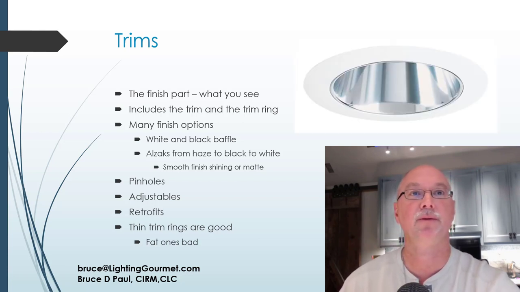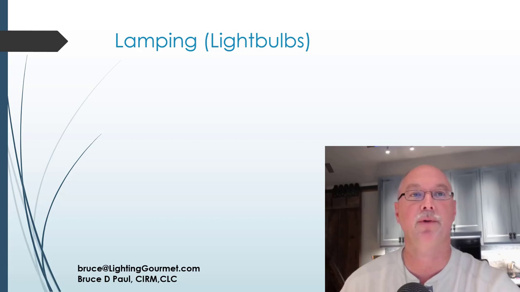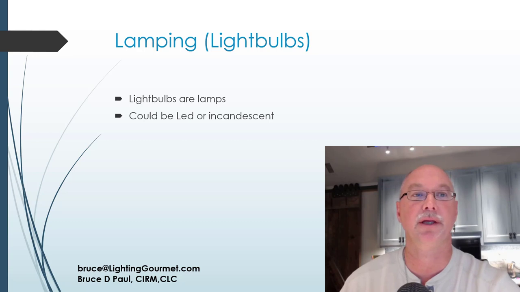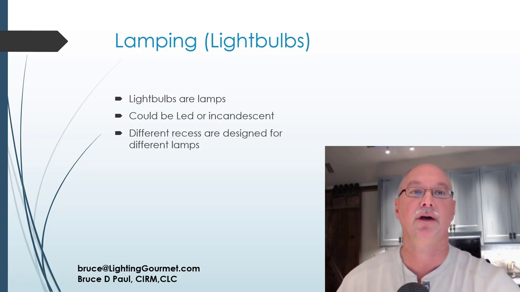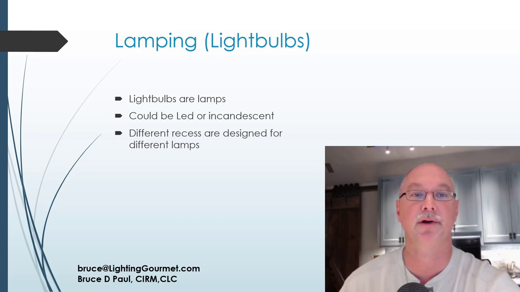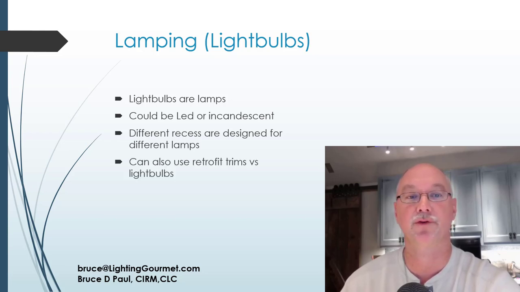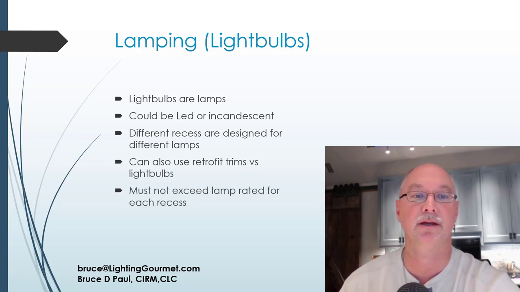So lamping, we use the terms lamping and light bulbs interchangeably in the industry. It can be an LED, it could be an incandescent. We are seeing a much greater use of LEDs. They've improved significantly over the last 4 or 5 years. Different recessed lights, though, are designed for different lamps, different sizes, different wattages, etc. You can also use retrofit trims versus light bulbs, and I have a different video on retrofit trims, and we covered it just slightly in here.